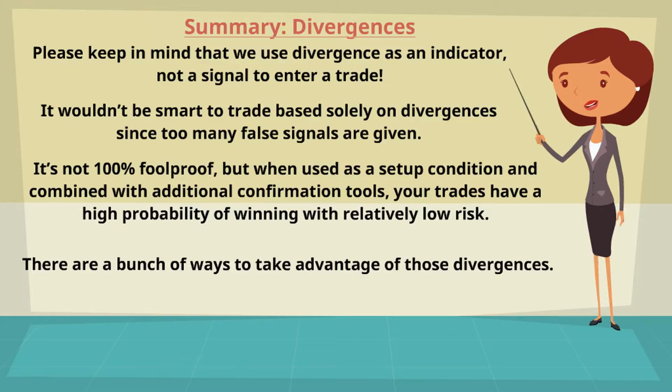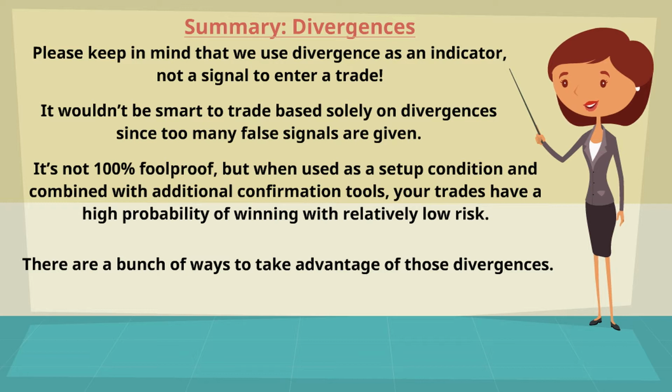Now let's come to the summary of divergences. Please keep in mind that we use divergence as an indicator, not a signal to enter a trade. It wouldn't be smart to trade based solely on divergences since too many false signals are given. It's not 100% foolproof, but when used as a setup condition and combined with additional confirmation tools, your trades have a high probability of winning with relatively low risk.